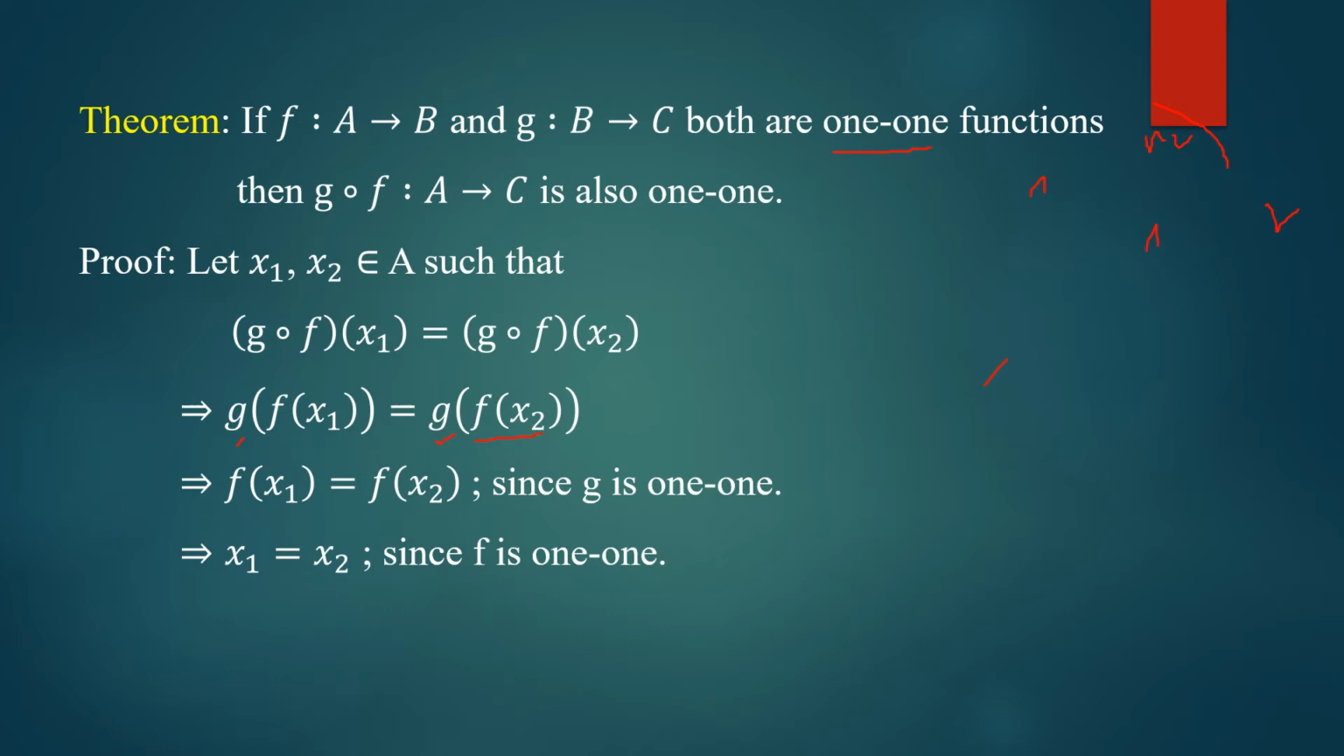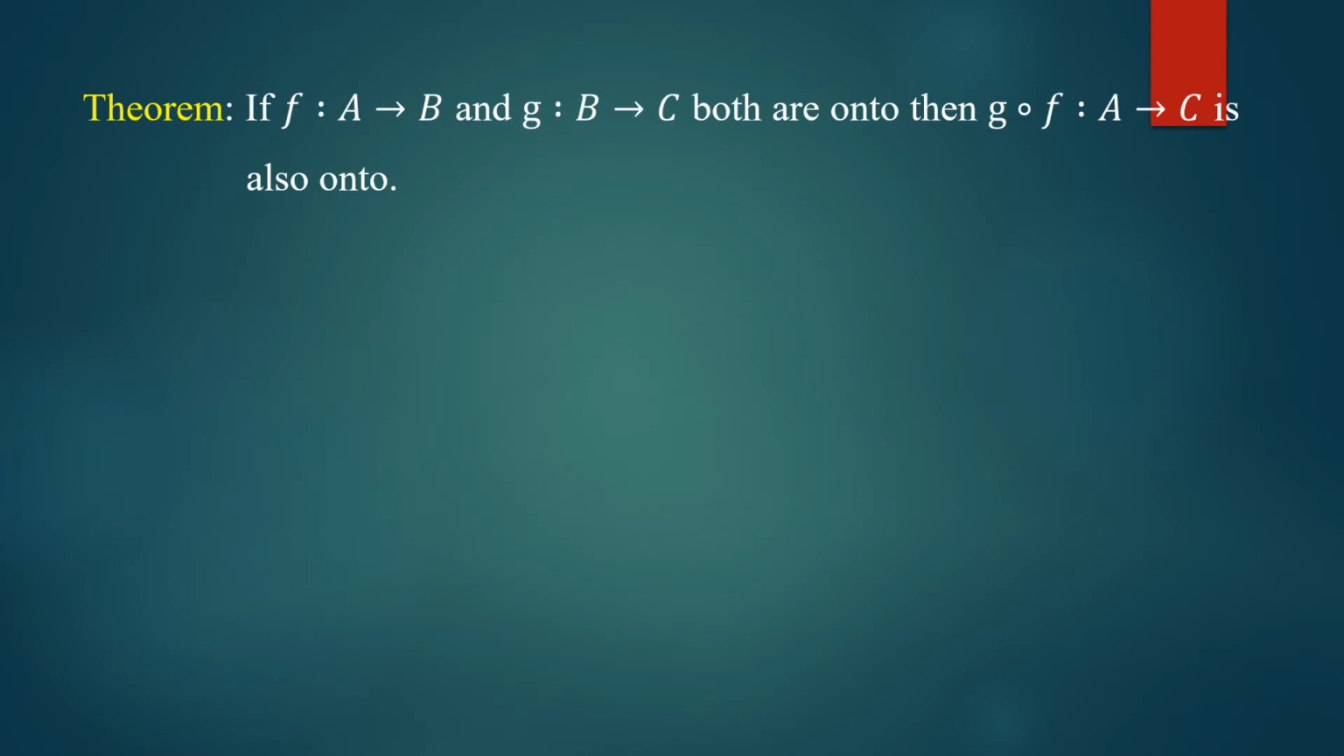another example. Let me erase this. Okay, let me take another theorem. This is a theorem again. If f: A to B and g: B to C, this time both are onto functions. In the previous theorem both were 1-1 functions and this time both are onto functions, then g of f, A to C, this is also onto. That means you can write in one sentence that the composition of two onto functions is again an onto function.